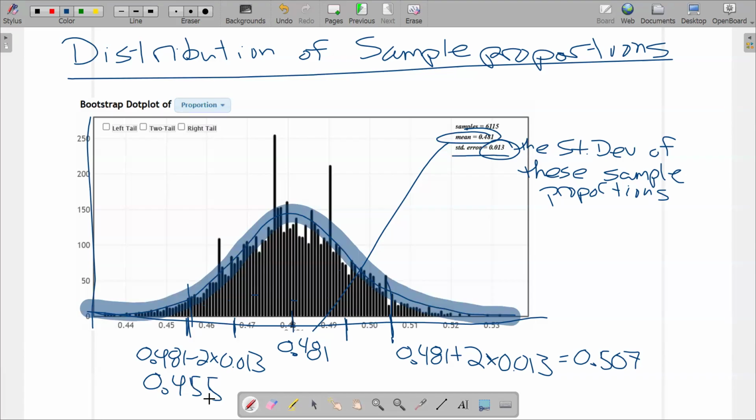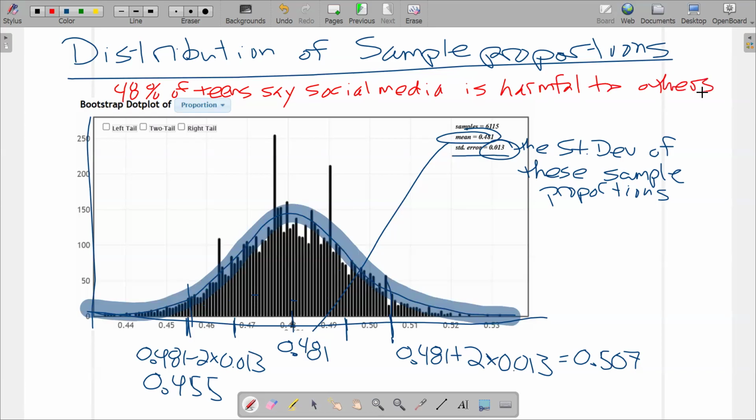All right, so here's the deal. We have a single sample of about 1,400 teens, and 48% of them said that social media was harmful to people their age. So again, here's the claim. 48% of teens say social media is harmful to others their age. Or I guess they said people their age. Right?